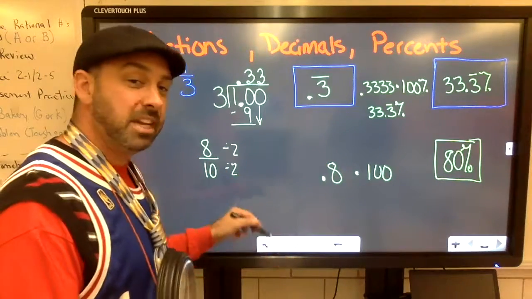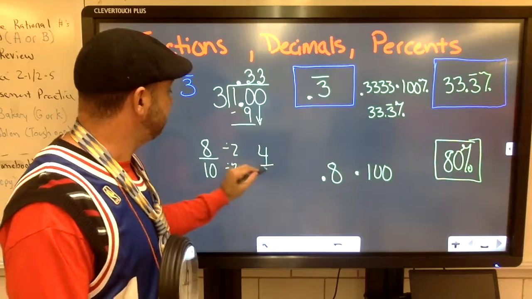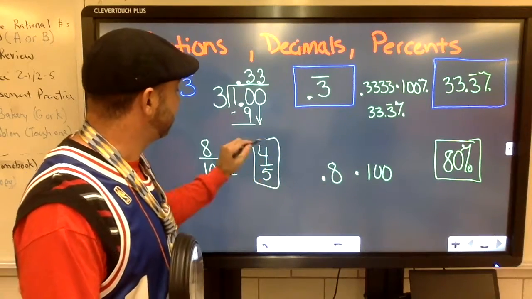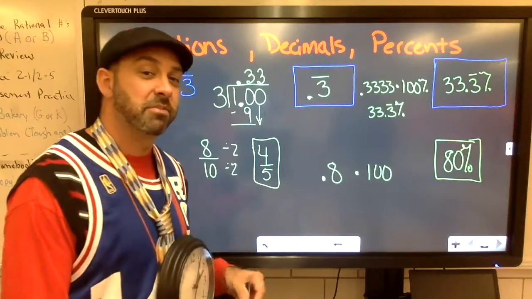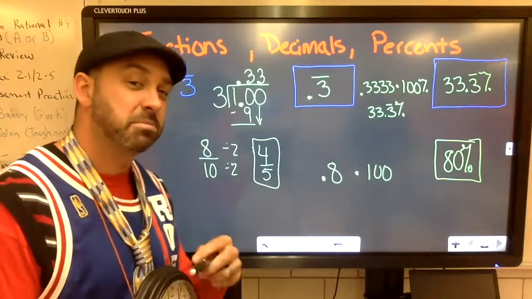0.8 equals 80%, which also equals 4/5. And that, my friends, is how you convert between fractions, decimals, and percents.